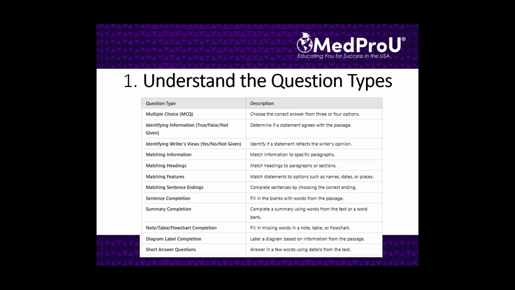Later on, we're going to do exercises with these question types. We also have sentence completion, where you just have to fill in the blanks. Summary completion is a paragraph instead of a sentence. We also have note, table, flowchart completion, diagram label completion, and short answer questions. See, there's a lot of things that you can do, but not necessarily all of them will be present in one exam, but more likely five or six of them will be there in your actual reading test.